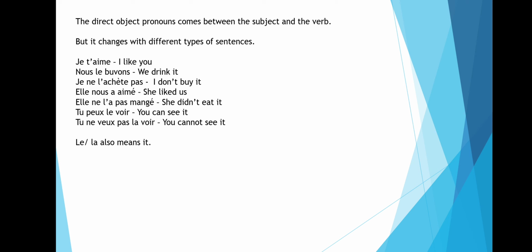Elle nous a aimés, she liked us. That's the perfect tense. Elle ne l'a pas mangé, she didn't eat it. Negative in the perfect tense.